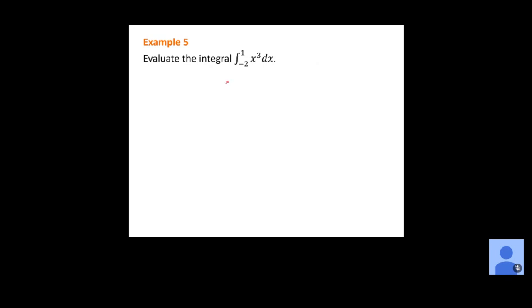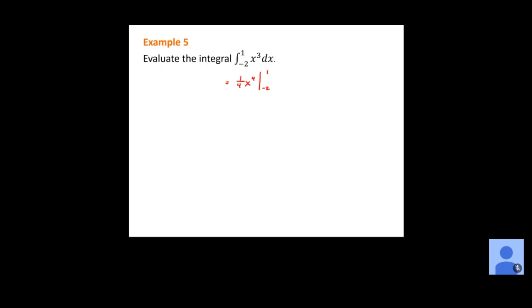Good, right? So in this case, we raise the exponent by 1. That gives us x to the 4th. 1 over the new exponent. That's 1/4 out front. And now I'm going to put a vertical line over here to the right, because now we're evaluating this from -2 to 1. We have to remember those limits of integration. So we use a vertical line to the right to indicate the values that we're going to substitute in.